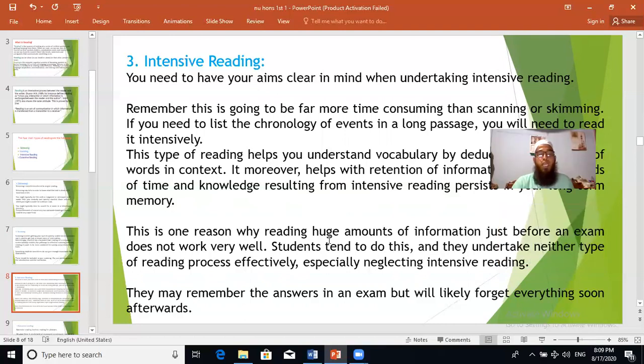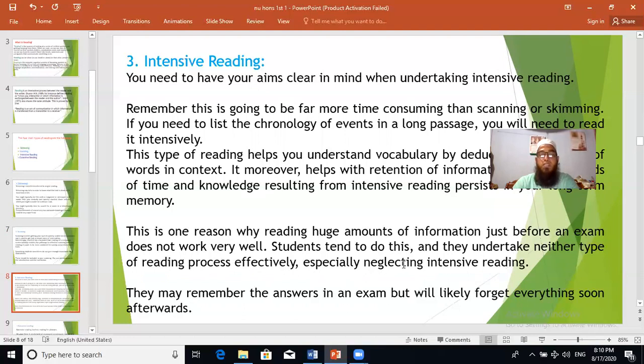This is one reason why reading huge amounts of information just before an exam does not work very well. Students tend to do this and they undertake neither type of reading process effectively, especially neglecting intensive reading. Have you got the idea? This happens for many of our students. They don't read all the year round. Before the exam, they sit for reading and they try to finish all the courses in a single night before the exam. And they read voraciously without following any reading process.